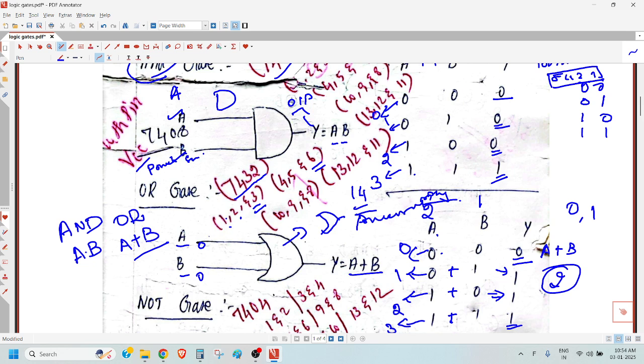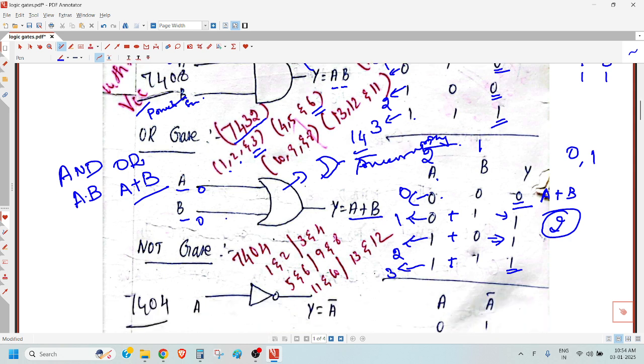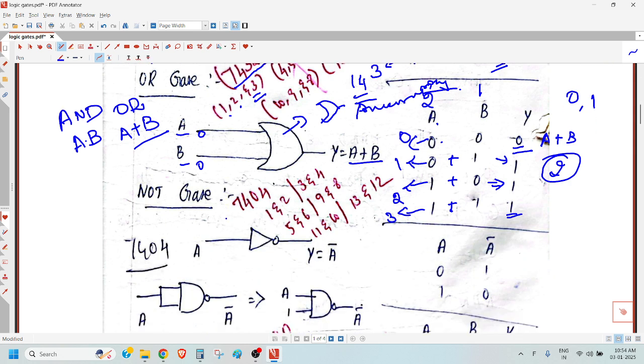Then the third gate we are moving to is the NOT gate. I hope up to AND and OR you have understood very well. Always remember in your mind, AND means A into B, OR means A plus B. Next, the NOT gate. The NOT gate is a very simple and easy gate also. You have to draw a triangle, and afterwards you have to put one small circle.